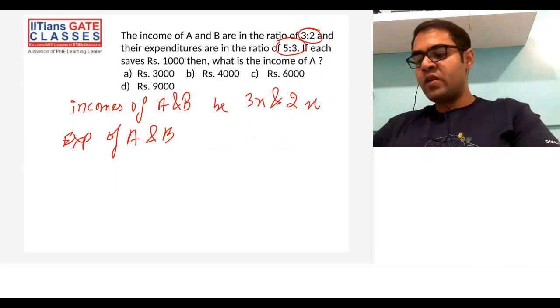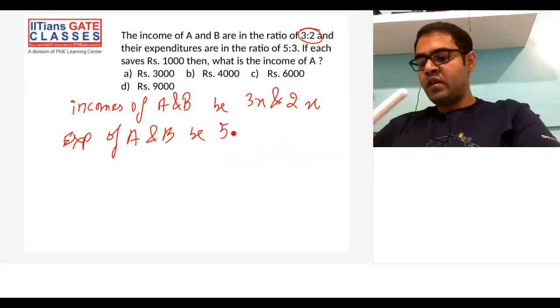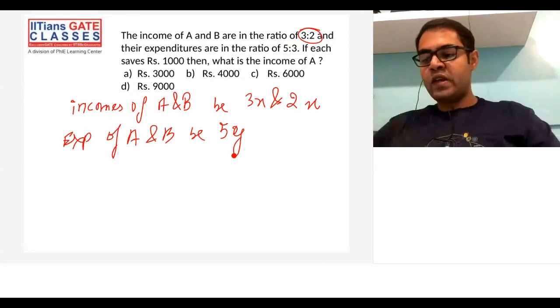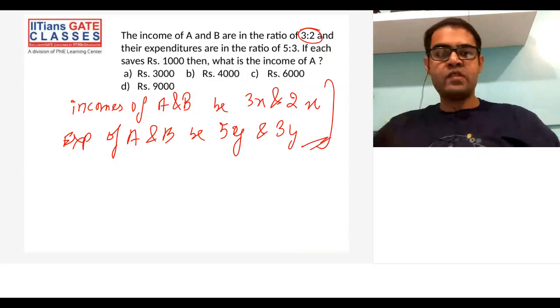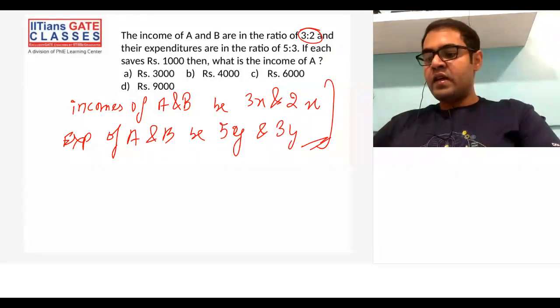So you have to take another variable, which can be something like y. So the expenditures for A and B would be 5y and 3y. Okay, these are the expenditures for A and B. Now they are saying what? If each saves rupees 1000, then what is the income of A?